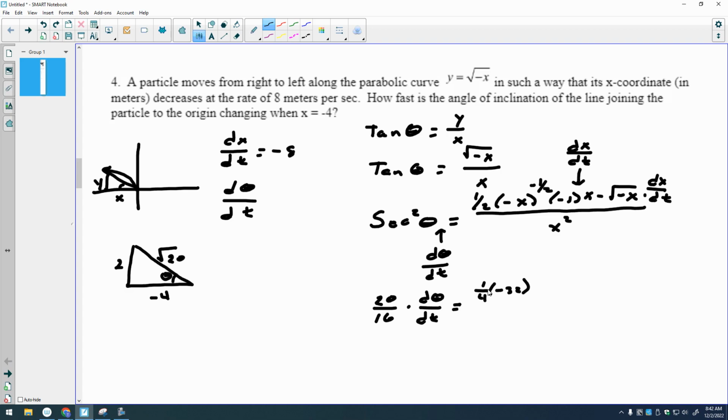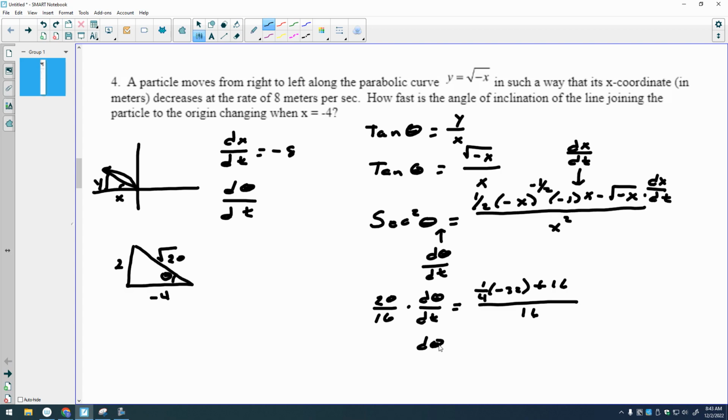Looking at my answer key, I show I have a positive 32 down there. I forgot the negative 1 on my derivative. Man, I make mistakes all over the place. All right, at least I caught it on this thing. All right, plug in negative 4. Negative 4 is positive 4. Square root of 4 is 2. 2 times a negative 8 is a negative 16. Minus makes that a plus, and I get a positive 16 here, all over negative 4 squared, which is 16.